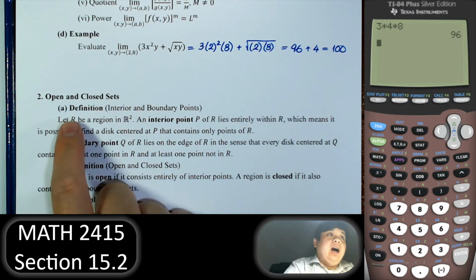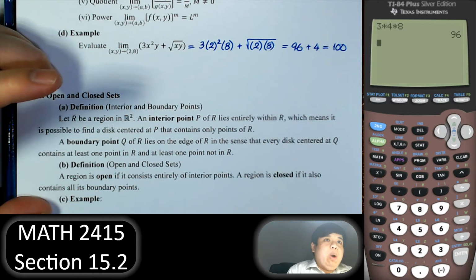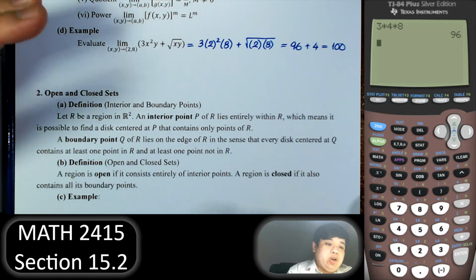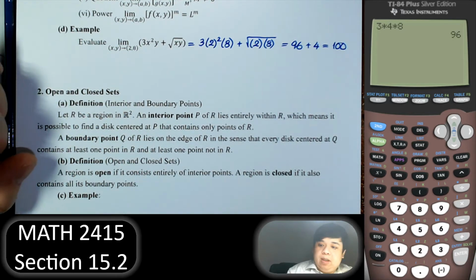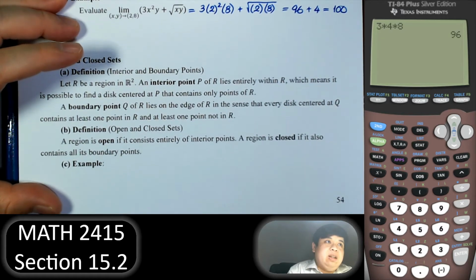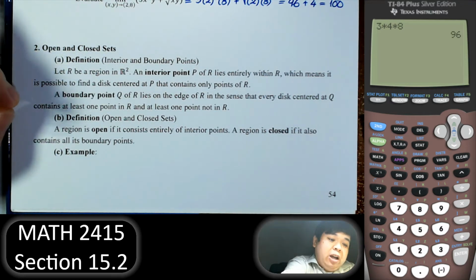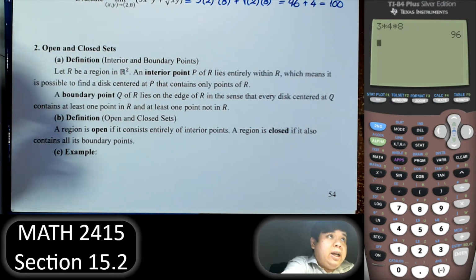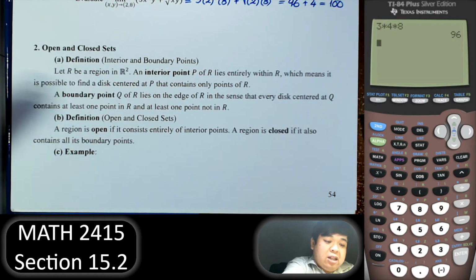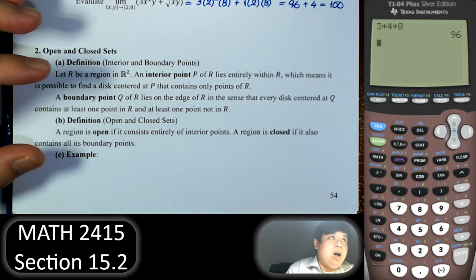Right. Open and closed sets. At this level, we just briefly go through this. If you are a math major, you spend probably 3-4 different courses studying this intensively. So we define an interior point, an open set, and then a boundary, and then a closed set. Like I said, we'll go over this briefly.